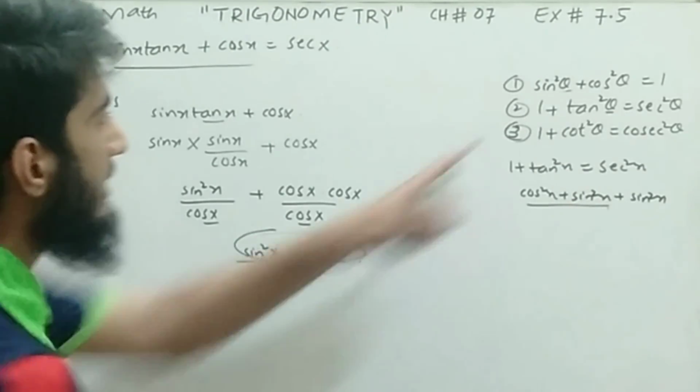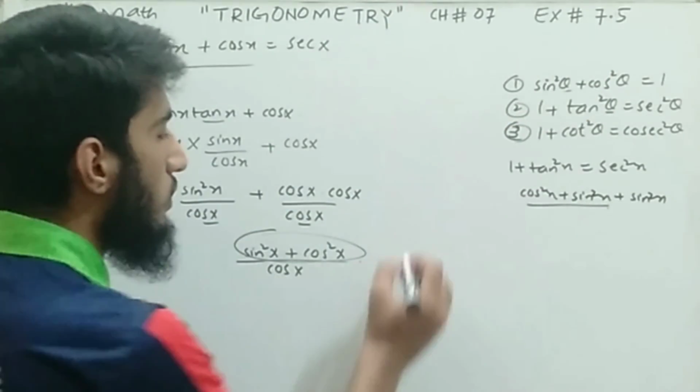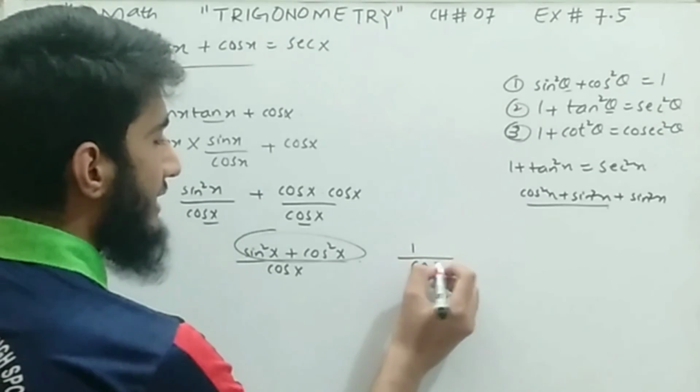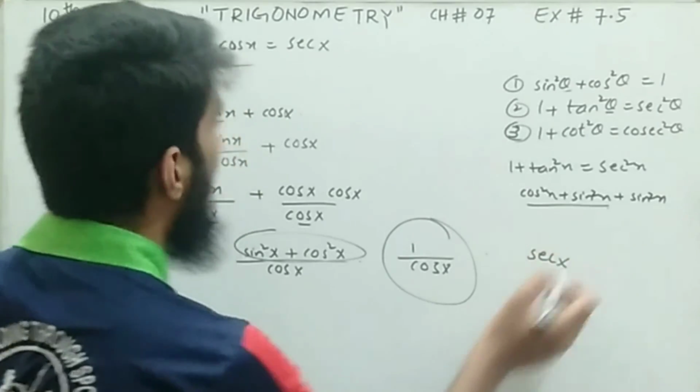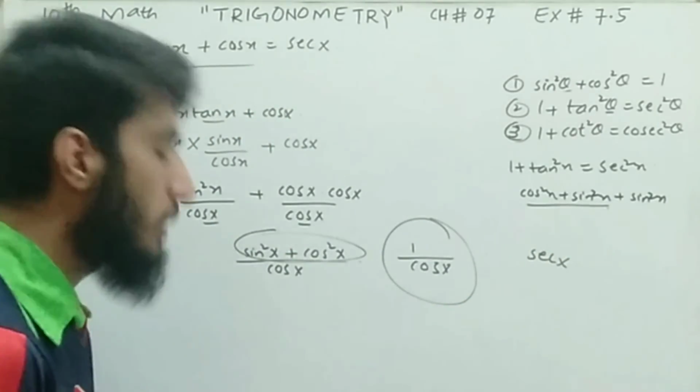Now according to the first identity, sin square x plus cos square x should be equal to 1. So 1 divided by cos x, and you know that cos x is the reciprocal of secant x. So on the right-hand side we have secant x, hence we prove.